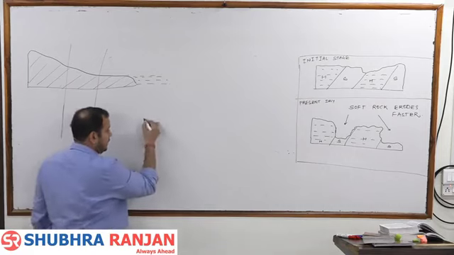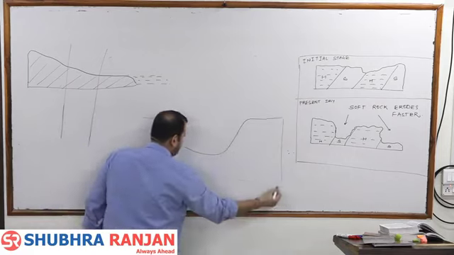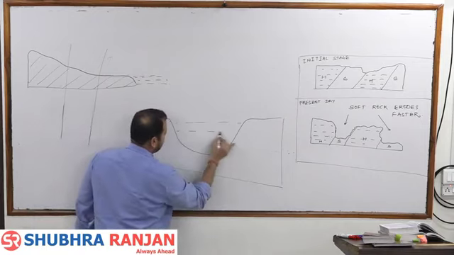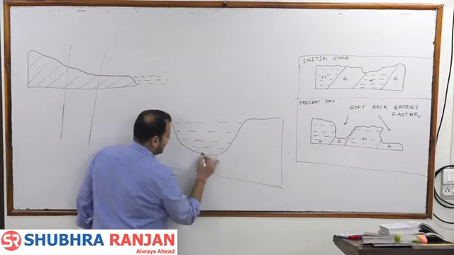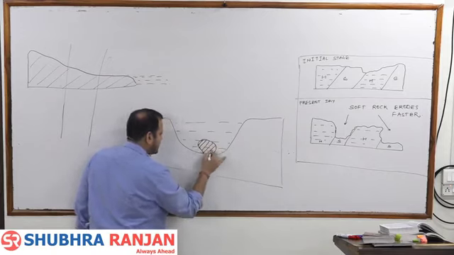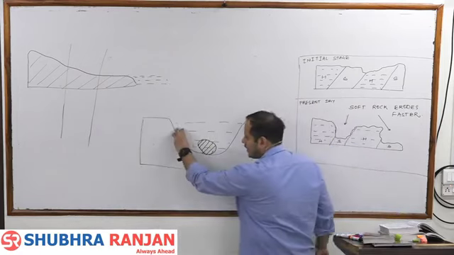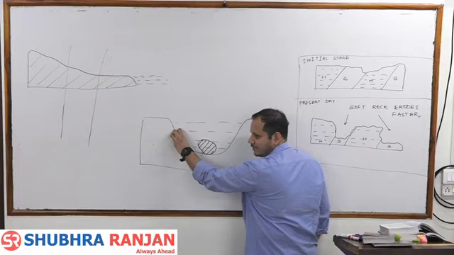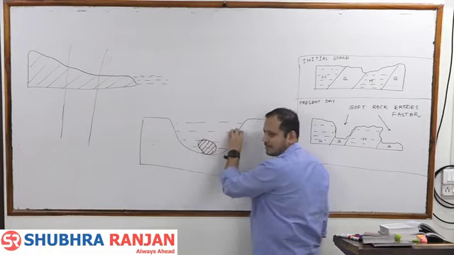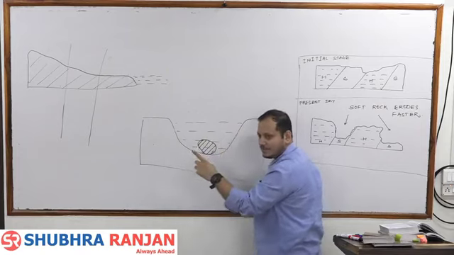Now if this is a river bed, I told you yesterday, I am repeating this again, and the river is flowing here, understand, and if this is the stone, this part of the river water, here also there is water, here also there is water, below also there is water, and we will call this entire thing a river.